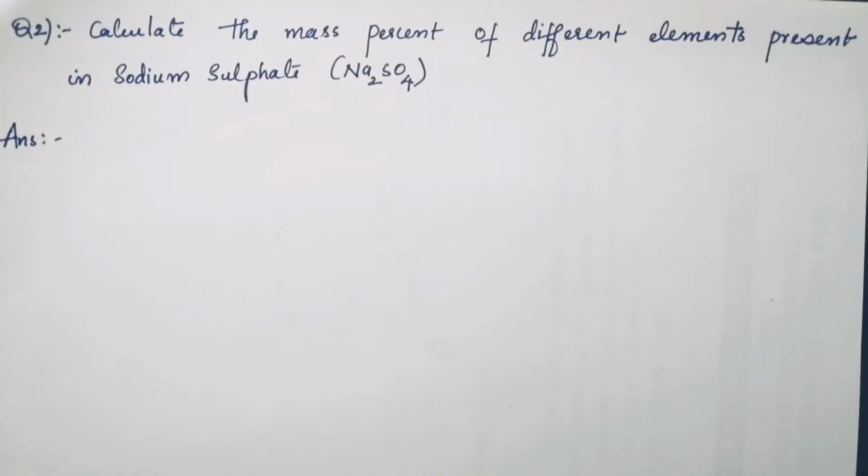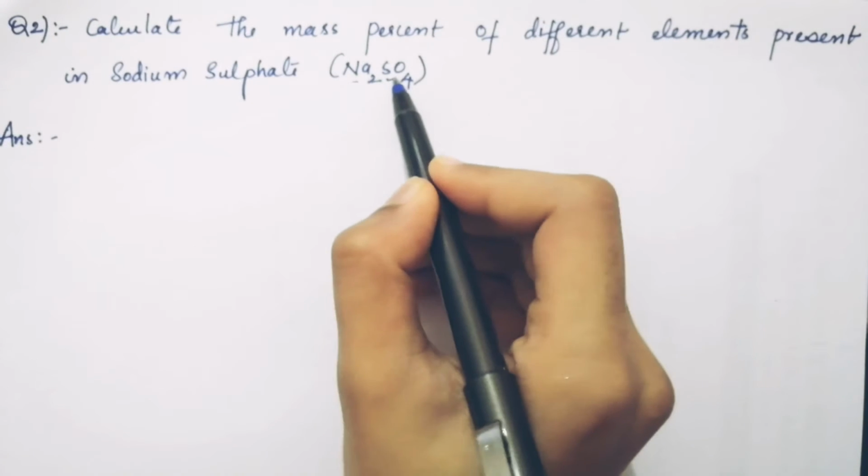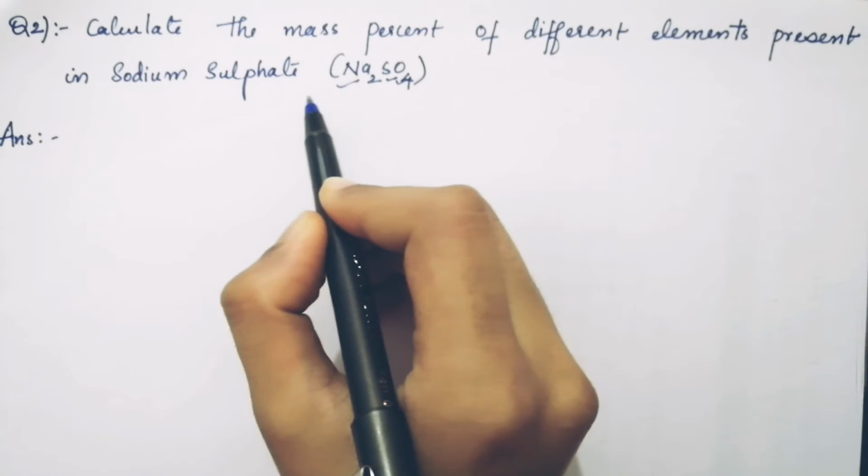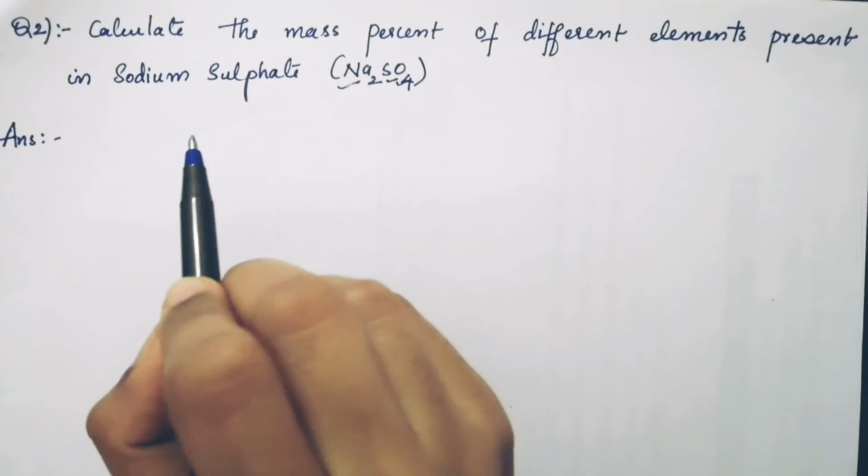Question number 2 says, calculate the mass percent of different elements present in sodium sulfate, Na2SO4. So here we have to calculate the mass percentage of sodium, sulfur and oxygen of the compound Na2SO4.